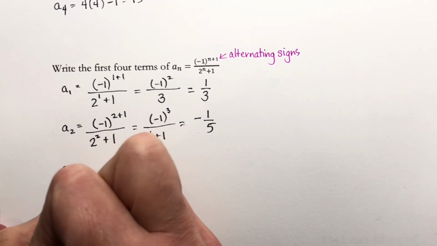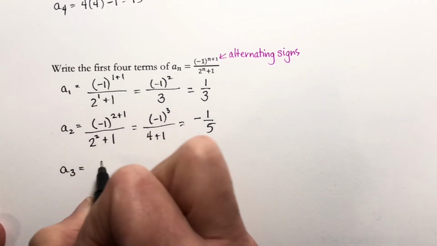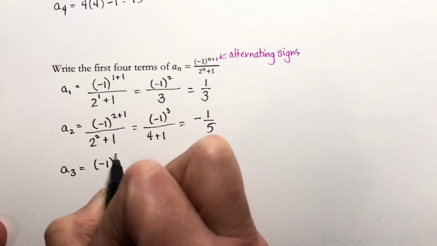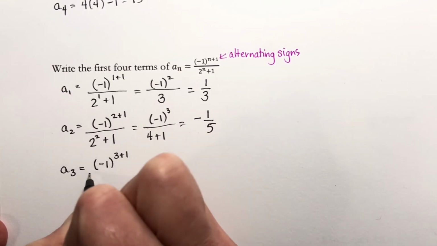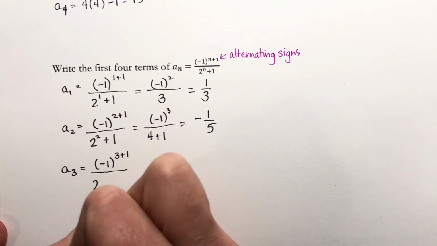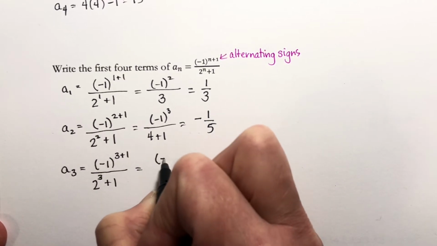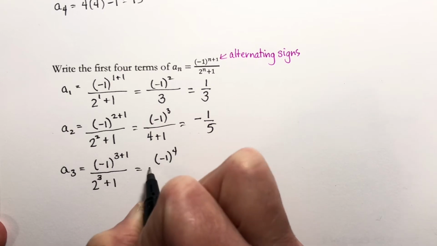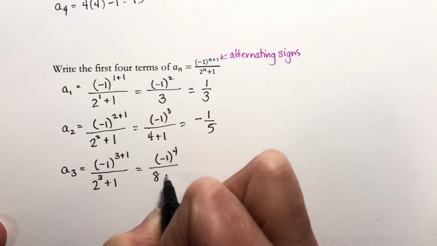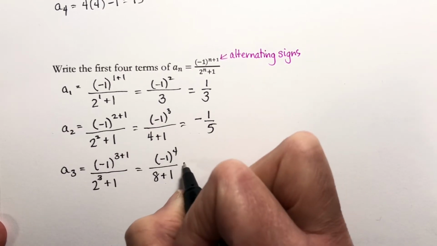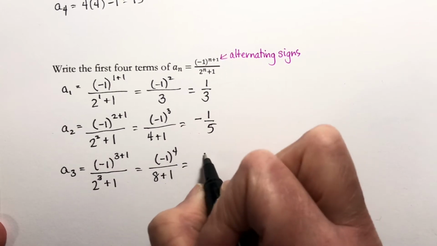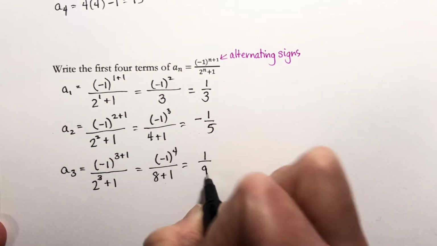Okay, let's do a sub 3. -1 to the 3 plus 1 over 2 cubed plus 1. So this is -1 to the 4th power over 8 plus 1. So this is +1/9.